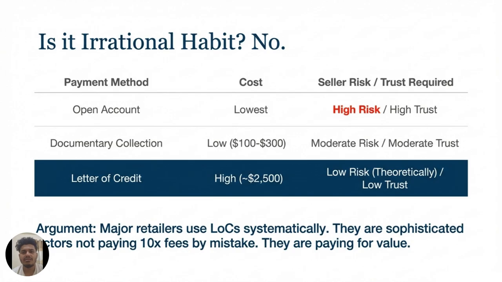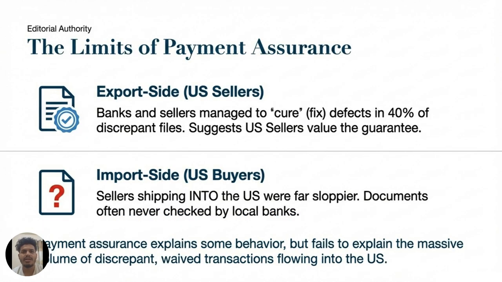Now let's look at the limits of payment assurance with respect to import and export. The data shows a fascinating global split. When US sellers export, they work hard to fix the errors, showing that they really value the bank guarantee. But for goods flowing into the US, the paperwork is sloppy and banks barely check it. The payment guarantee theory explains some behavior, but it can't explain how the system thrives despite so much sloppiness on the import side.